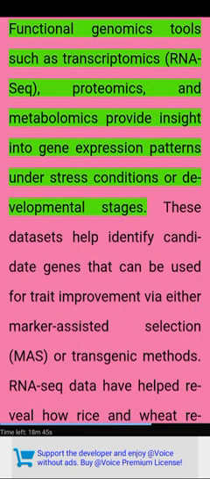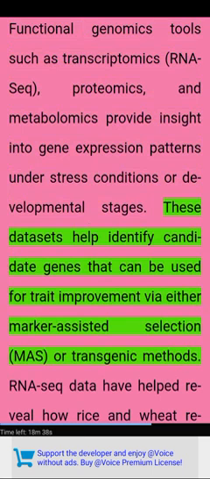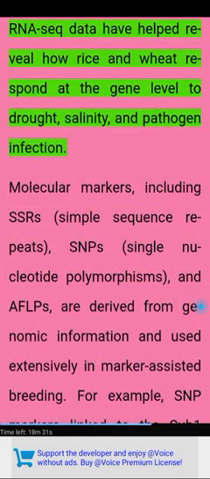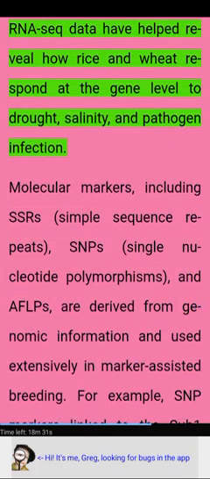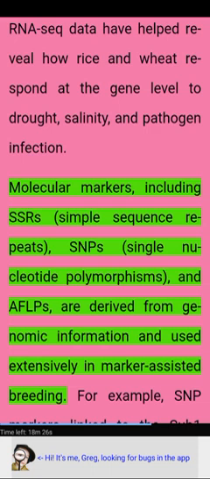Functional genomics tools such as transcriptomics, RNA-seq, proteomics, and metabolomics provide insight into gene expression patterns under stress conditions or developmental stages. These datasets help identify candidate genes that can be used for trait improvement via either marker-assisted selection (MAS) or transgenic methods. RNA-seq data have helped reveal how rice and wheat respond at the gene level to drought, salinity, and pathogen infection. Molecular markers, including SSRs (simple sequence repeats), SNPs (single nucleotide polymorphisms), and AFLPs, are derived from genomic information and used extensively in marker-assisted breeding.